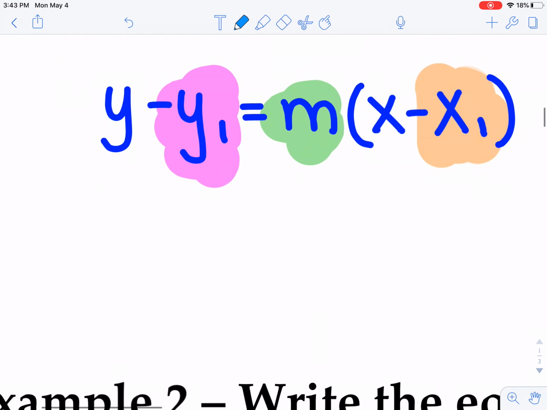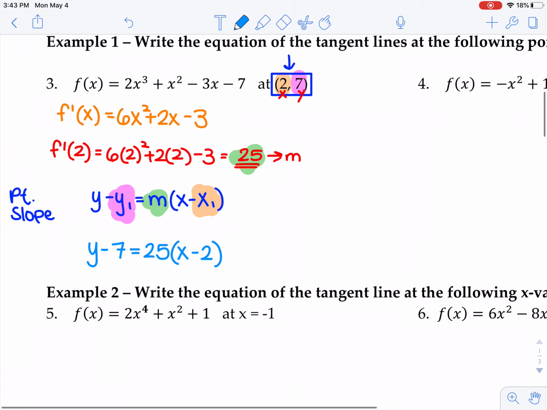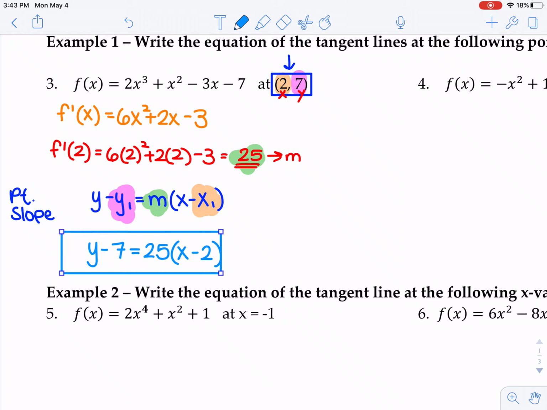Y minus y1 is y minus 7 equals the slope that I found, 25, parentheses, x minus the x value, which was 2, and bada bing, bada boom, I'm done. That right there is the equation of the tangent line.